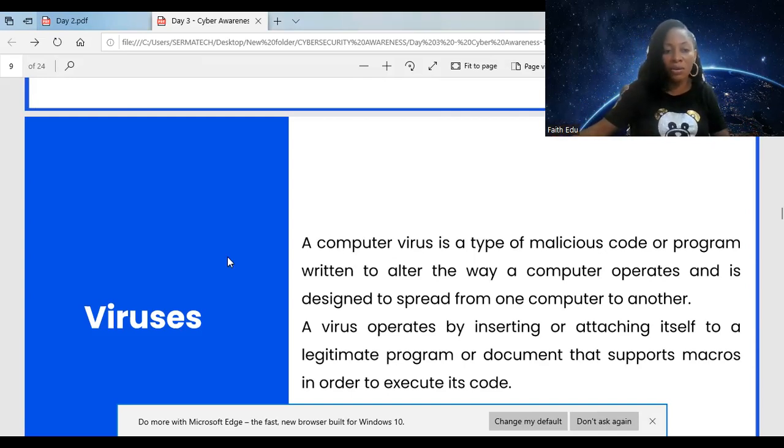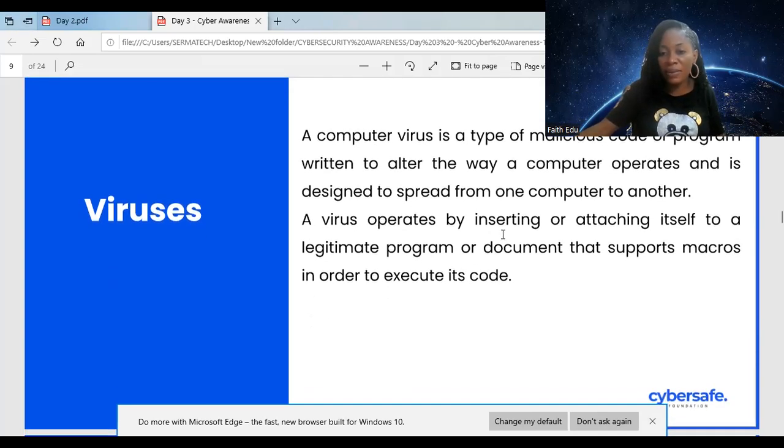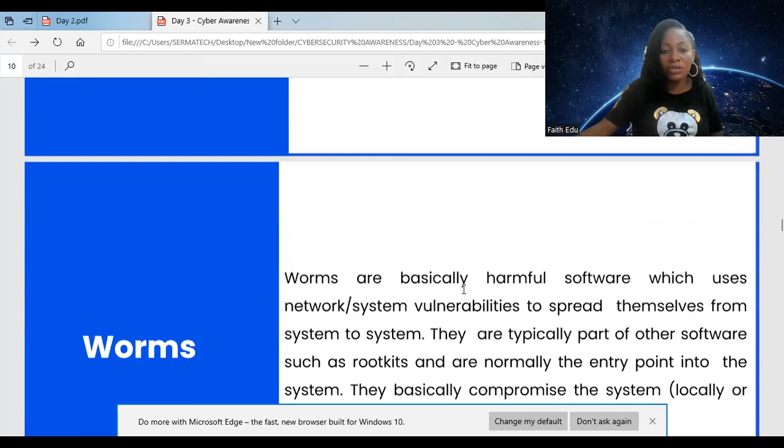Viruses don't just stay in one computer. If one computer is infected and one way or the other there is a direct transfer of information from that computer to the next, the virus goes along with it to the next computer device. So a virus operates by inserting or attaching itself to a legitimate program or document that supports macros in order to execute its code. Next, we have worms.